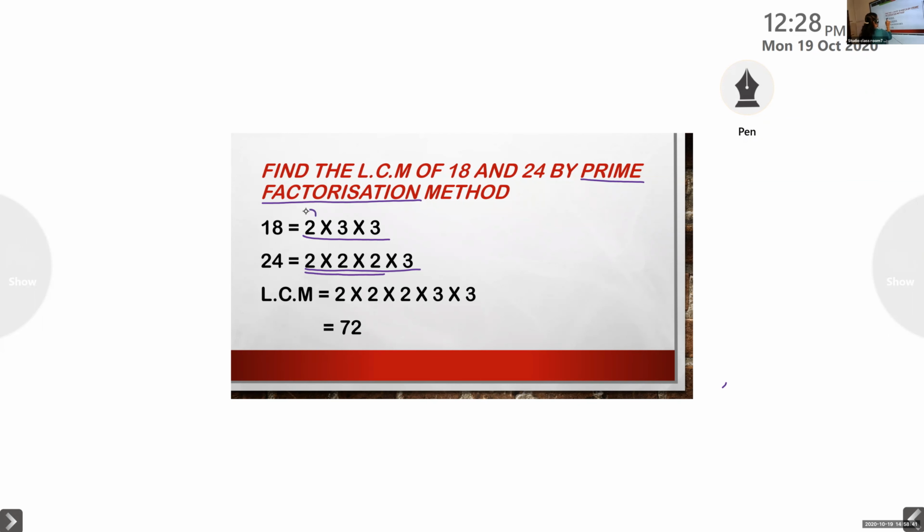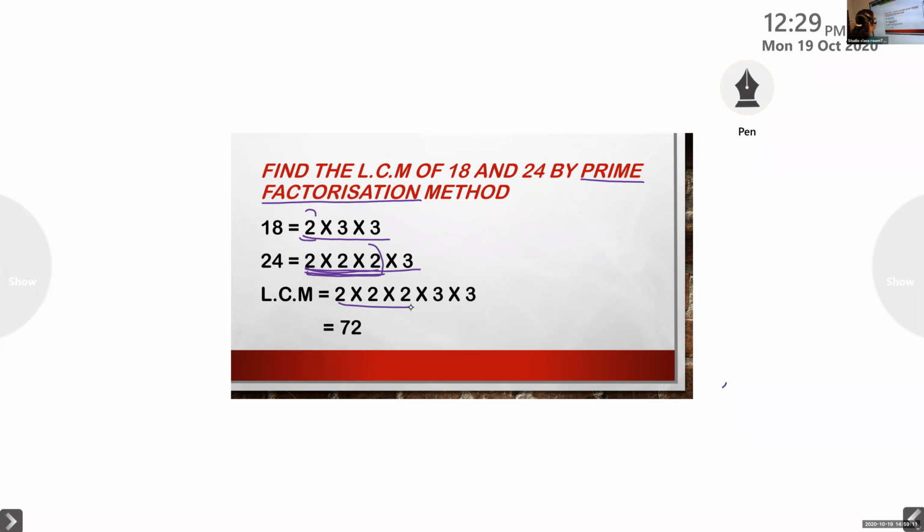Here we can see 2 is repeated only 1 time. Here we can take 2 is repeated 3 times. Okay. So we will take the number which is repeated maximum. So Anthony, can you please unmute and tell me how many times 2 is repeated maximum? In 18, 1 time. In 24, how many times? 3 times. Okay, so we will take the maximum from here. So we have 2 into 2 into 2.